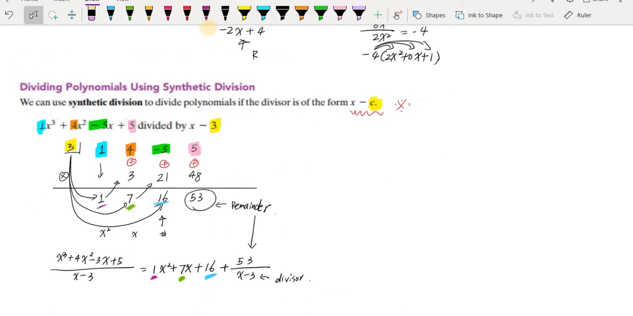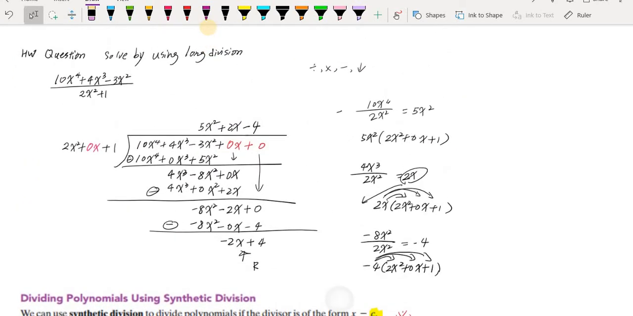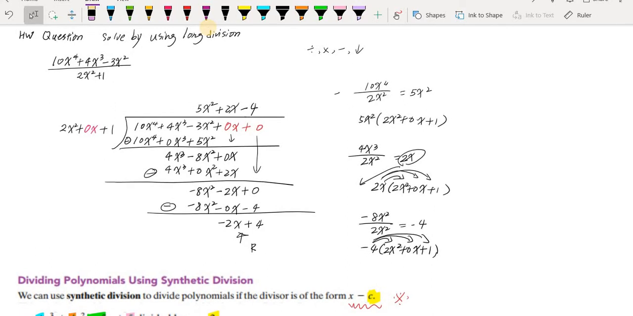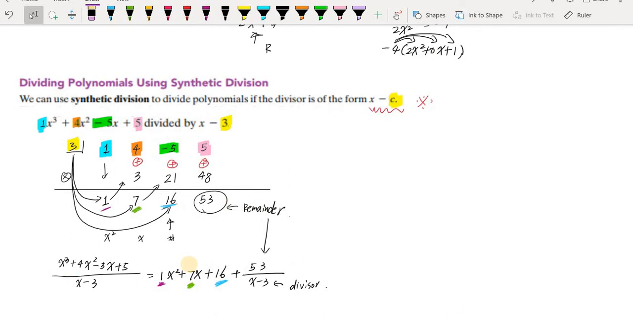So earlier, I think in this question, I didn't write down the answer. Okay? So this question, if I go back to the homework question, then I have to write this as answer. So 5x to the second power plus 2x minus 4 plus our remainder, that's negative 2x plus 4 over 2x squared plus 1. So that is how you write down your answers. I apologize that I forgot to write it down early for the long division questions.